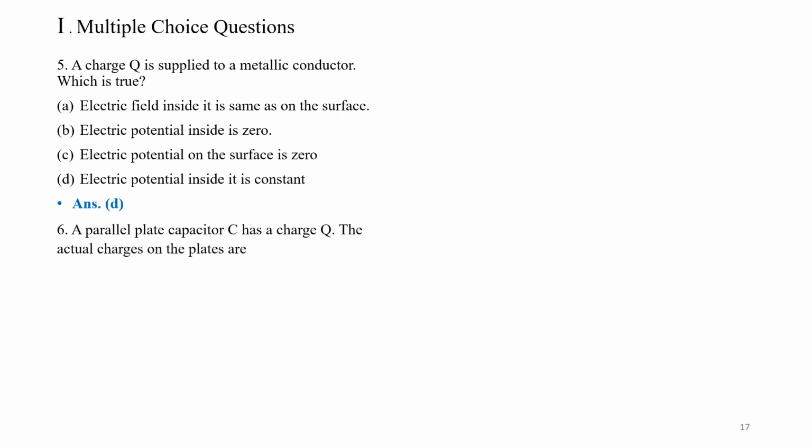Question number 6. A parallel plate capacitor C has charge Q. The actual charges on the plates are: A, Q and Q; B, Q by 2 and Q by 2; C, Q and minus Q; and D, Q by 2 and minus Q by 2. Answer is C. We have seen in the previous diagram on the parallel plate capacitors. Answer is C.